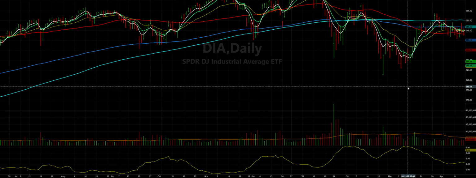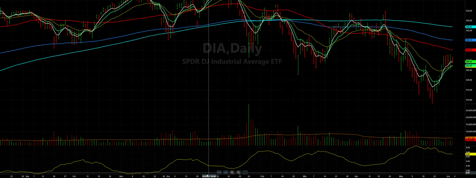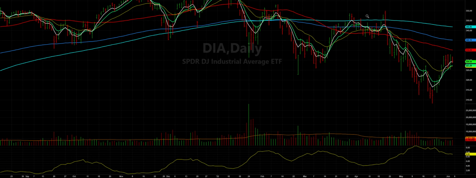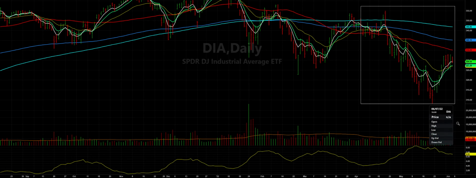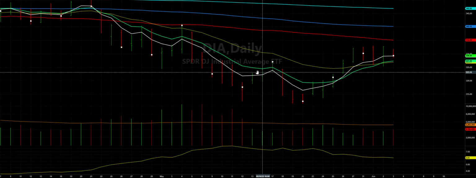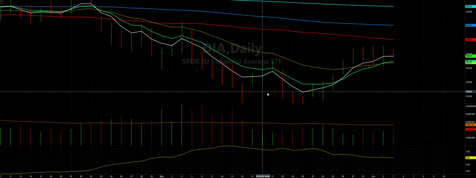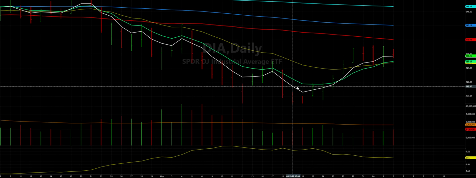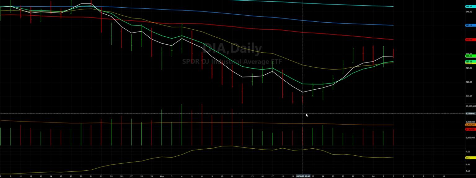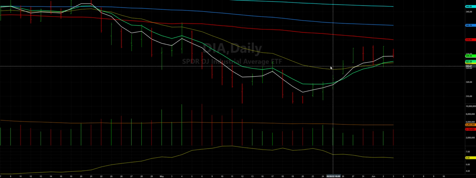So let's expand this a little bit. Let me zoom in so you can see it a little better. Let's move it over a little bit. So now we have a daily chart of the DIA. This is the ETF that tracks the Dow Jones.